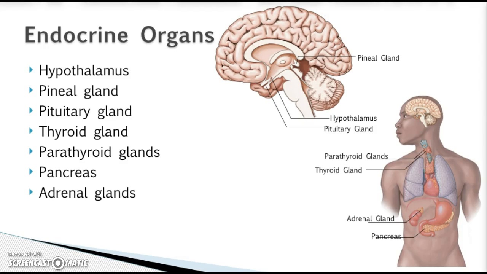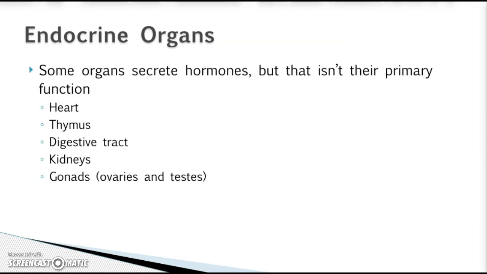The endocrine organs include the hypothalamus, pineal gland, pituitary gland, thyroid and parathyroid glands, the pancreas, and adrenal glands. These organs have the primary function of secreting hormones. Some organs are called secondary endocrine organs because secreting hormones is their secondary function. These include the heart, thymus, digestive tract, kidneys, and gonads. Gonads are organs that produce reproductive cells, such as the ovaries and testes.